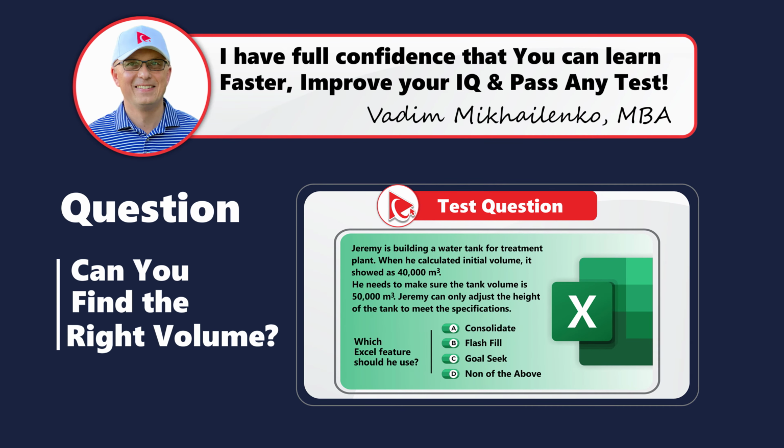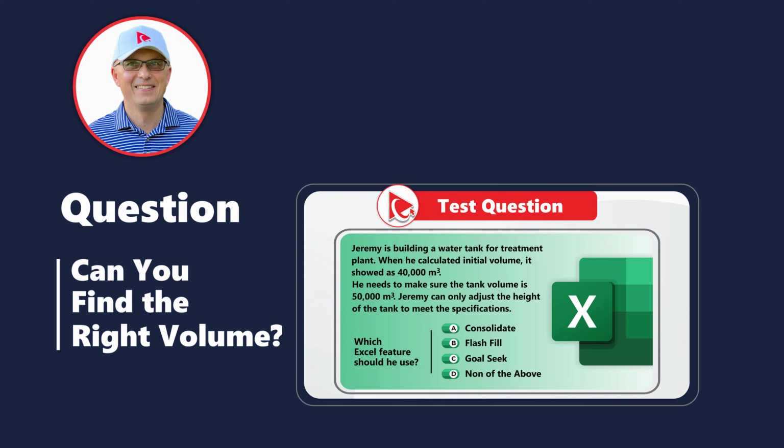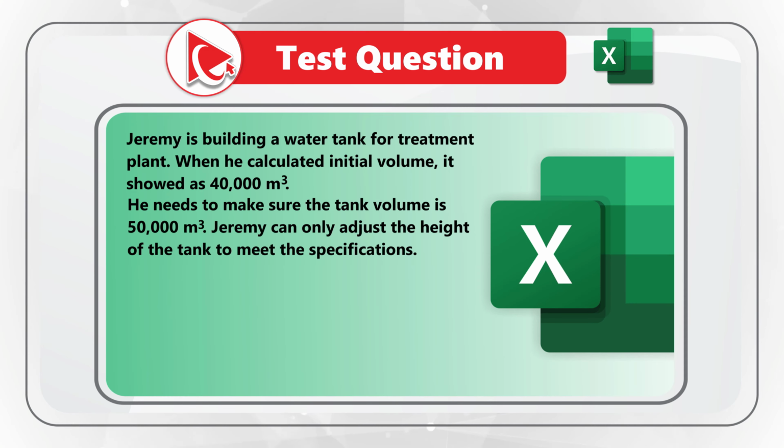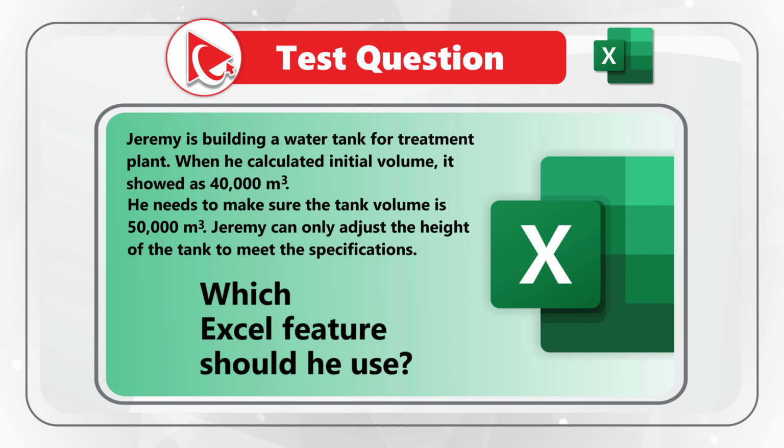Here's an amazing question to test your knowledge of Excel features. Jeremy is building a tank for a treatment plant. When he calculated initial volume, it showed as 40,000 cubic meters. He needs to make sure the tank's volume is 50,000 cubic meters. And Jeremy can only adjust the height of the tank to meet the specifications. Which Excel feature should Jeremy use?